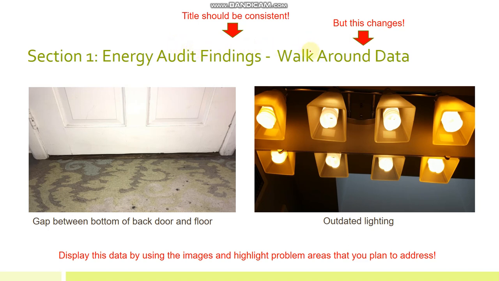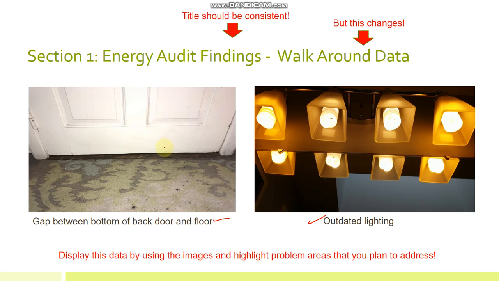Once the electrical appliance data is finished, it's still section 1, the findings, but now you're going to display the walk-around data. And you should have taken, at minimum, 4 pictures. And these 4 pictures correlate with, I hope they correlate with the weaknesses that you plan on bringing up. So this data is just all pictures. Please have a text box that explains the picture.